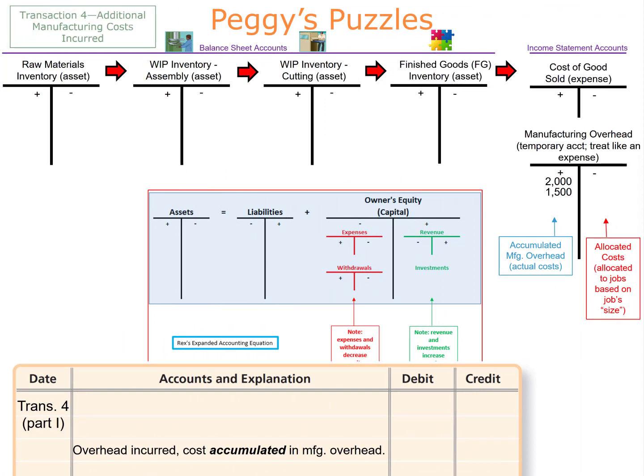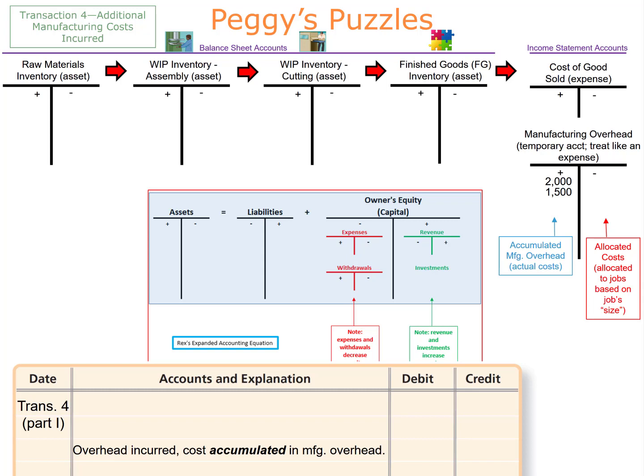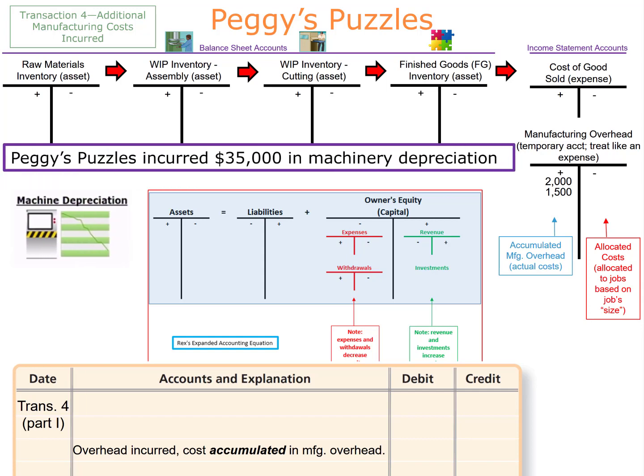Transaction 4, incurring additional manufacturing costs, has two parts and requires two separate journal entries. So I will split them up to save room on the screen. So in part 1, Peggy's Puzzles incurred $35,000 in machinery depreciation. This depreciation is for the whole factory, not for either department specifically, so we have to debit manufacturing overhead.